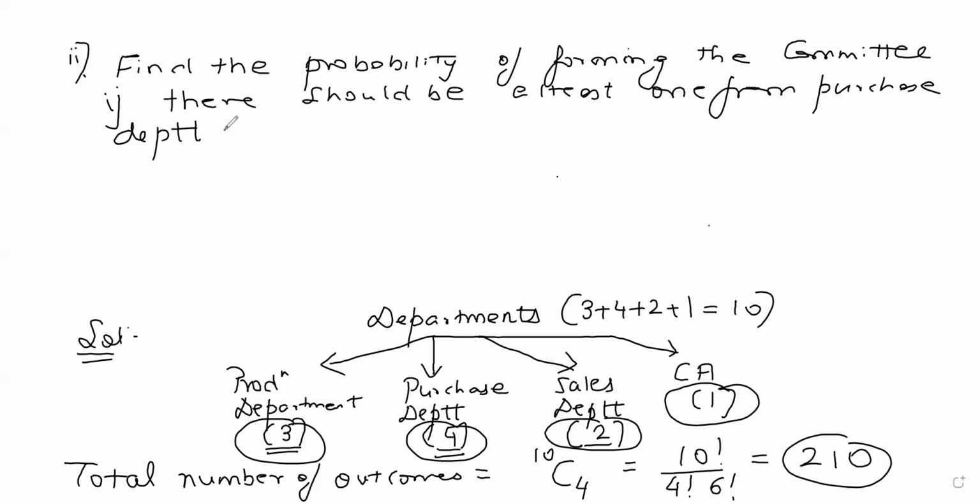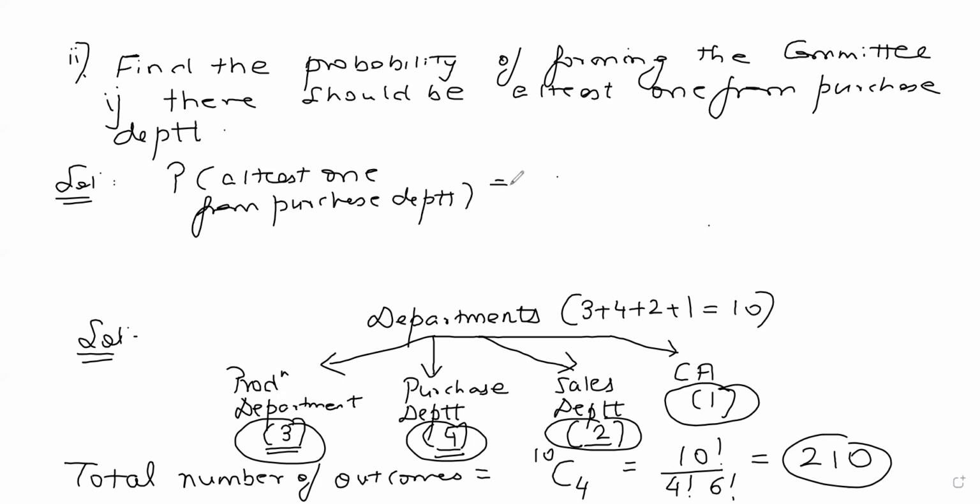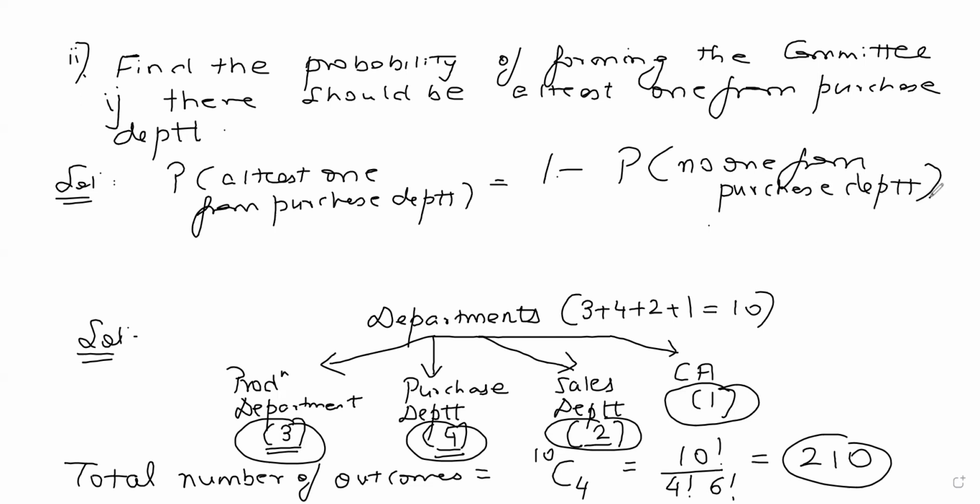So now all students know from my theoretical lectures on probability what the probability of at least 1 is. The probability of at least 1 from the purchase department is 1 minus the probability of no one from the purchase department. I hope students have understood how we have built this equation. First of all, I need at least 1, so 1 minus the probability of none from the purchase department.